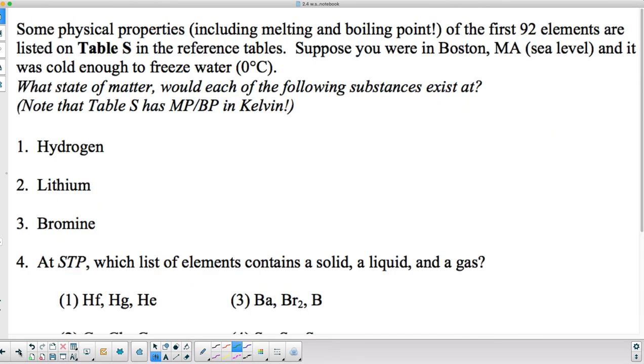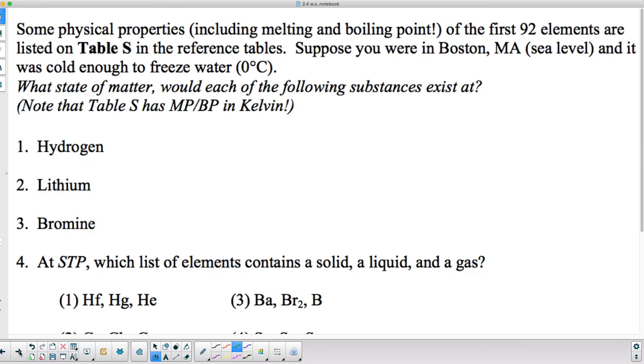Some physical properties, including melting and boiling point, the first 92 elements are listed on table S, the reference table. Suppose you were at Boston, Massachusetts, sea level, and it was cold enough to freeze water. What state of matter would each of the following substances exist at? You have to look at table S, and the melting point and the boiling point. If it's to the left of the melting point, if it's less than the melting point, it's a solid. So it's asking for which state of matter.